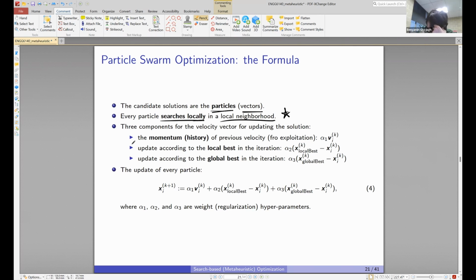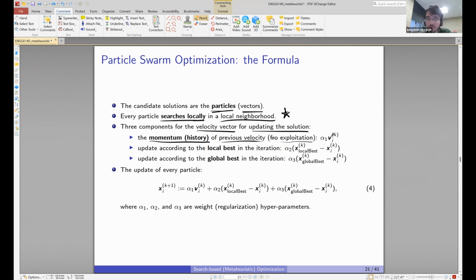Also, there are three things for updating the solution. As I said, the particles move toward each other, toward the best solution. So we have some velocity vectors for these updates, movements. And one of them is the momentum or history of previous velocity. So assume we are in the k+1 iteration. So V_i^k is the velocity vector or the update vector of the previous iteration. This is for exploitation. For exploitation, we also have the log of the history or the momentum.